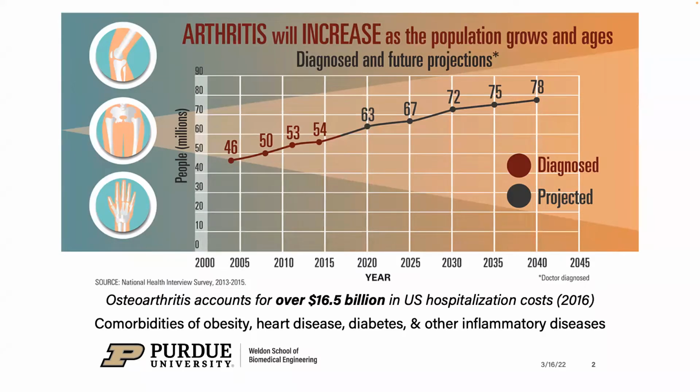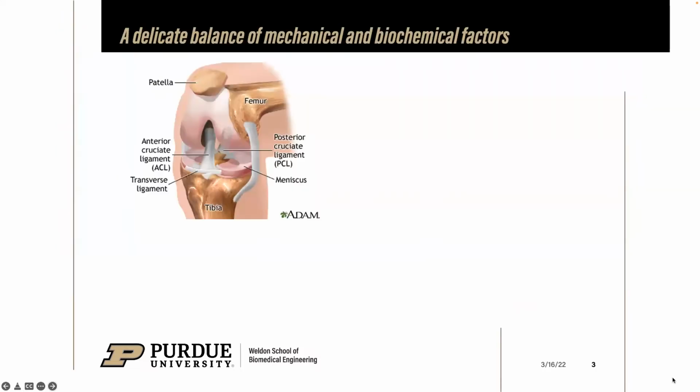And so we know that there's various comorbidities to osteoarthritis as well, including obesity, heart disease, and other inflammatory diseases. And so like I like to tell my lab, it's all linked. That's why we study all of it. But specifically what we look at in our group is the knee. And inside the knee, there's this delicate balance that is rather beautiful of all the biochemical and mechanical factors that are necessary to maintain a healthy joint.